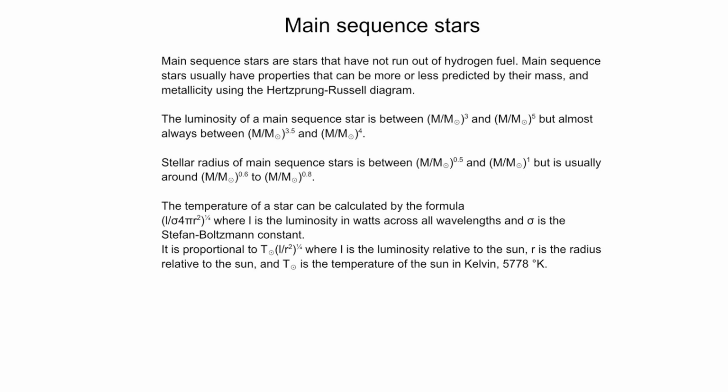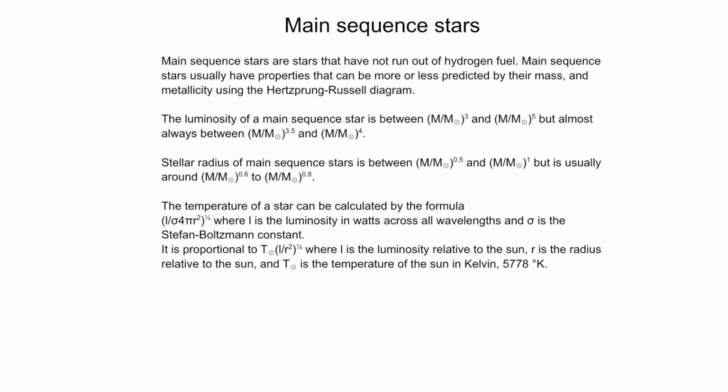The stellar radius of a main sequence star is between mass over mass of the Sun to the 1/2, meaning the square root, and mass over mass of the Sun to the 1, but is usually between mass over mass of the Sun to the 0.6 and mass over mass of the Sun to the 0.8.